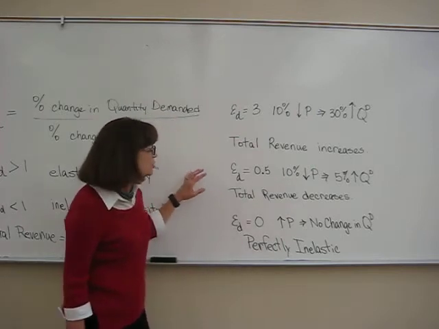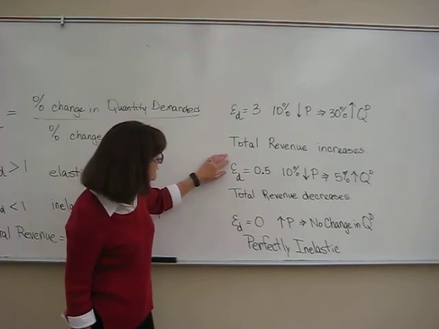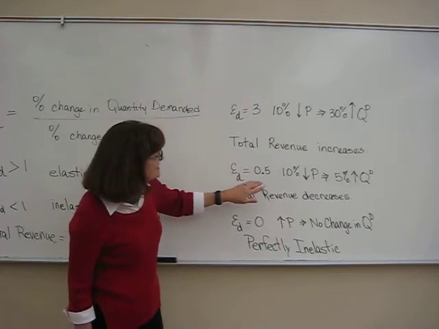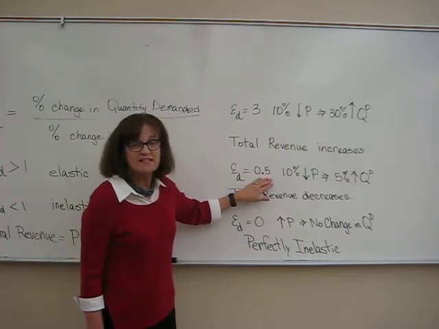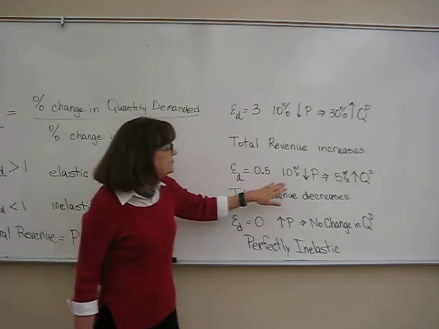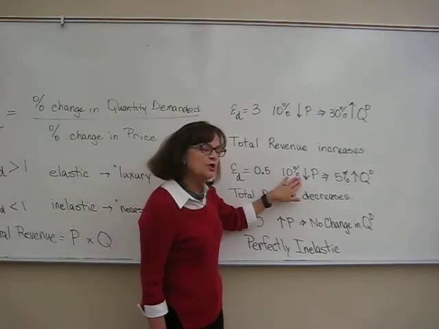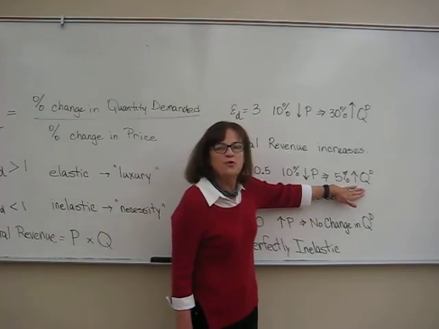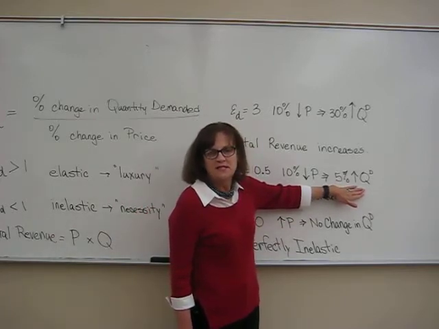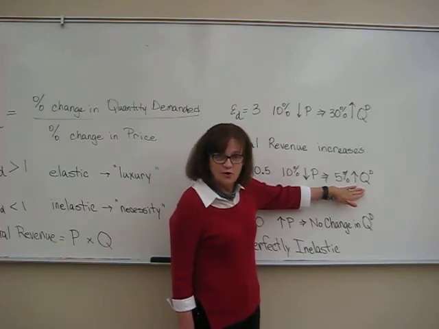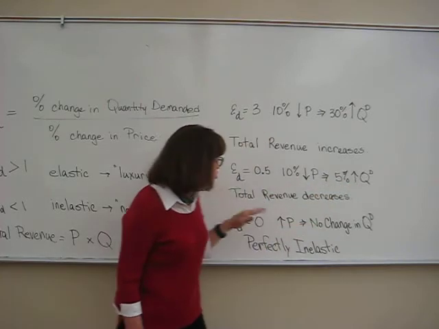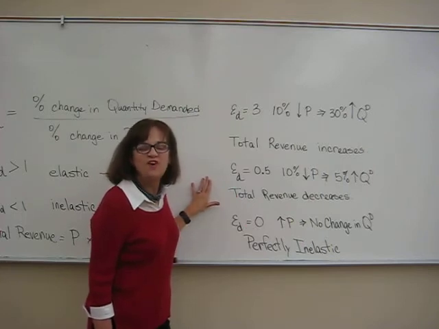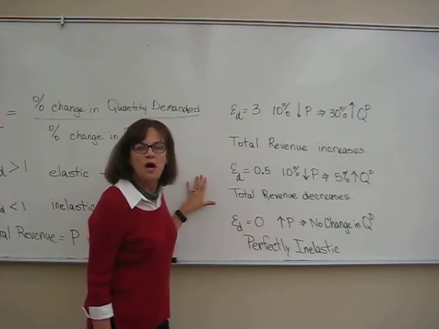Suppose you sell a good for which the demand is inelastic. Let's look at a good whose price elasticity of demand is 0.5. That's a very low number. If you decrease the price of that good by 10%, you're going to get a 5% increase in quantity demanded. That's a very small increase in the number of sales, and your total revenue is going to fall. You're going to be worse off by lowering your price.